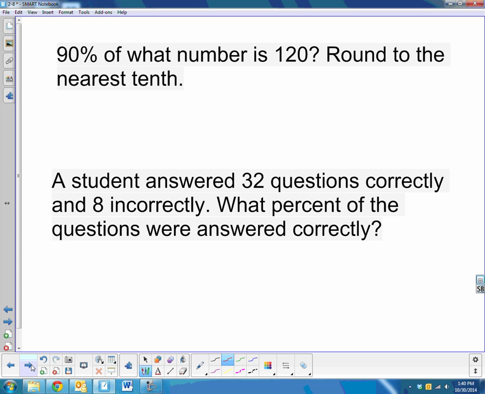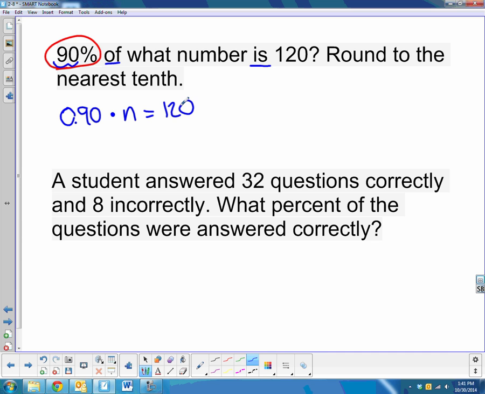Okay, 90% of what number is 120? And so again, here's a percent, but I need to change that. I either need to change it into a fraction or a decimal. At this point, I'm going to change it to a decimal, mostly because it's a little bit easier. I don't have to reduce or any of that. I just move the decimal to the left, and I get 0.90, or 0.9, times what number? We don't know, so I'm going to use n for number, equals 120.